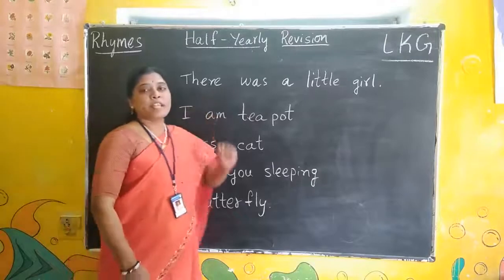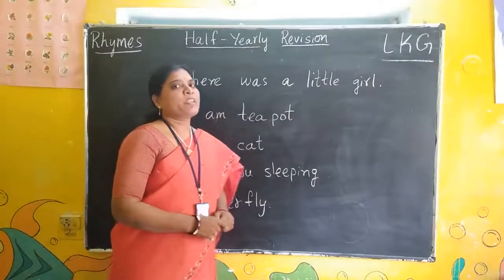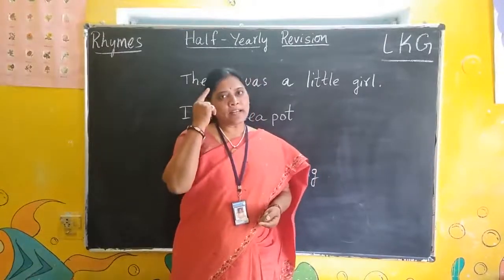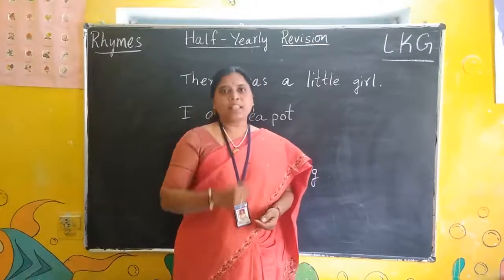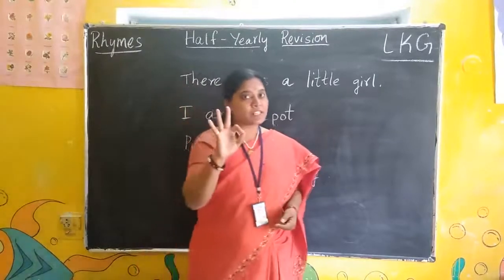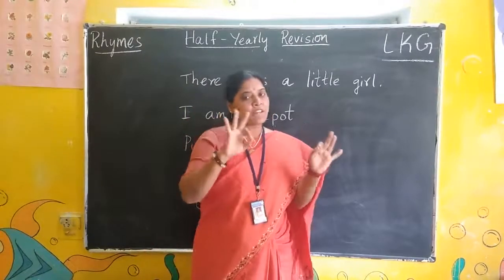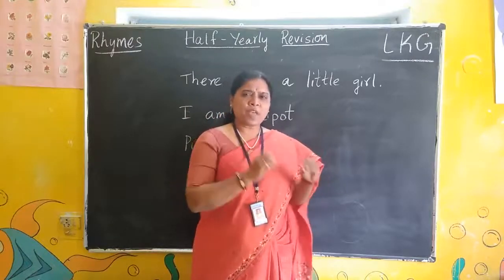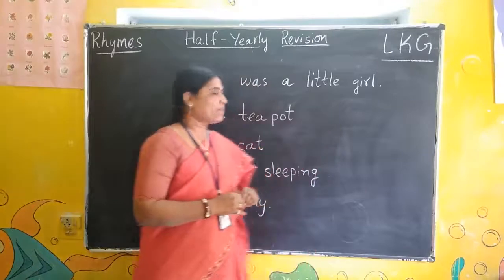First one. There was a little girl who had a little curl right in the middle of her forehead. When she was good, she was very, very good. When she was bad, she was very, very bad.